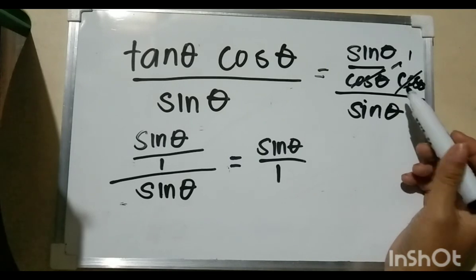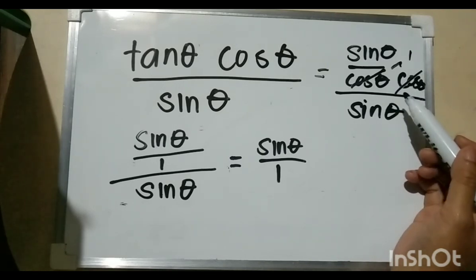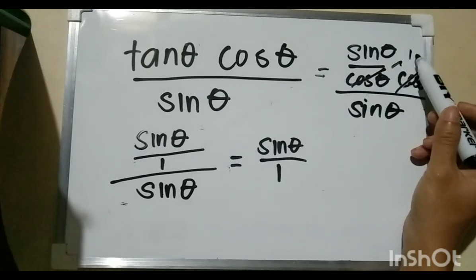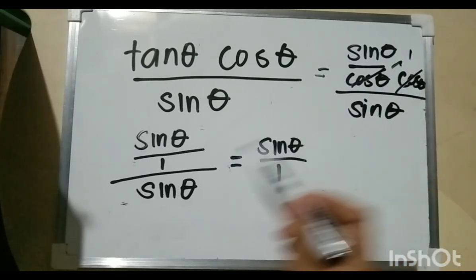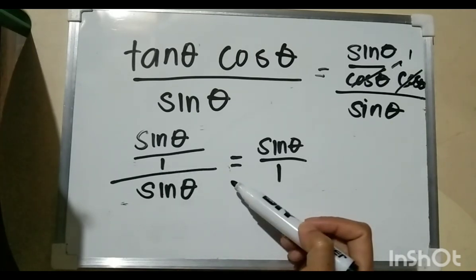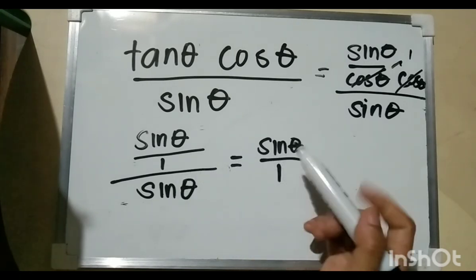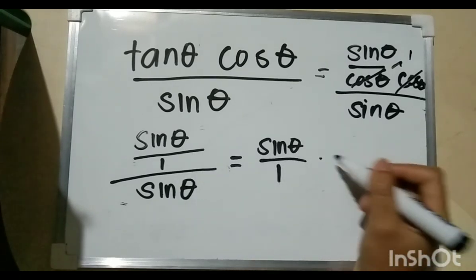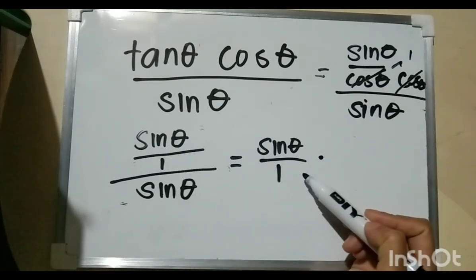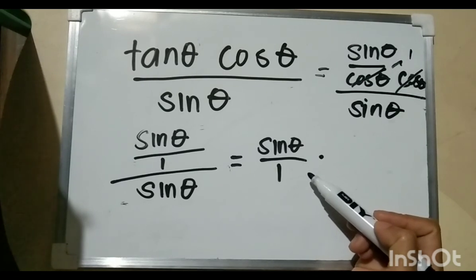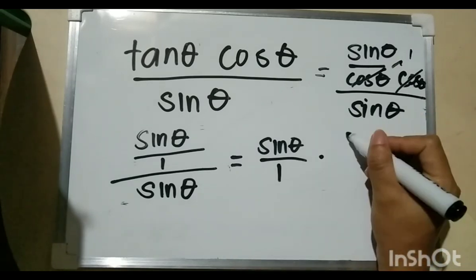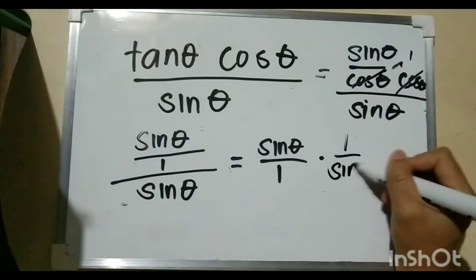Now we can see that we can cancel this cosine theta, and this is equal to 1. So the expression becomes sine theta over 1, over sine theta. It doesn't stop here; we still need to simplify it. In simplifying this, we will multiply it by the reciprocal of the denominator, the reciprocal of sine theta. The reciprocal of this is 1 over sine theta.